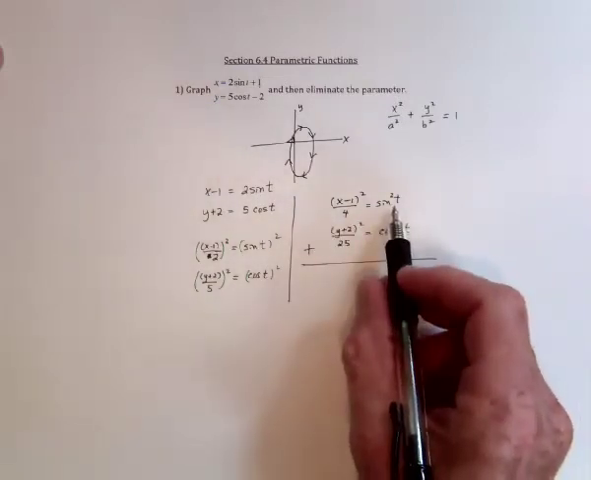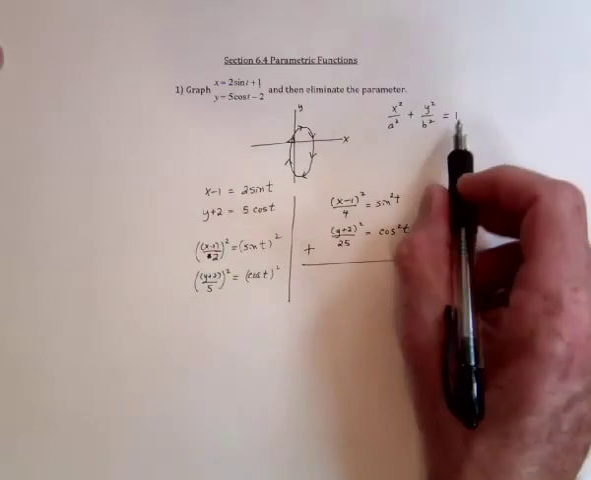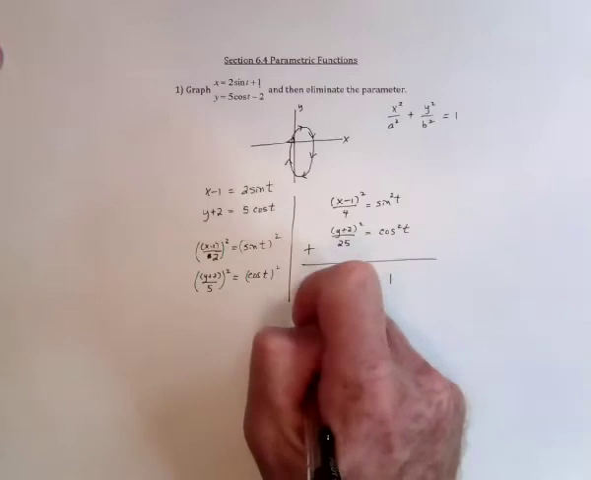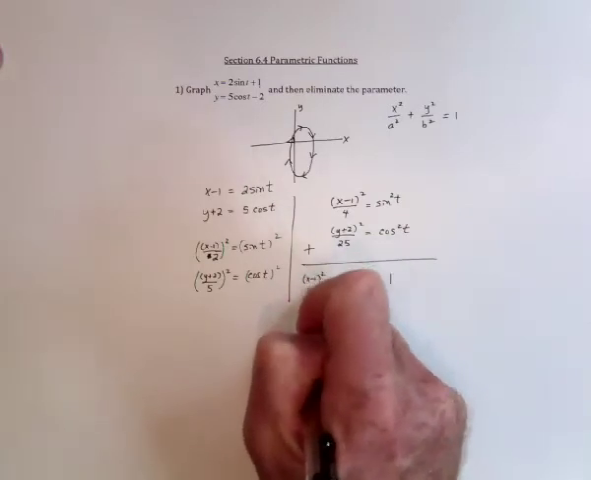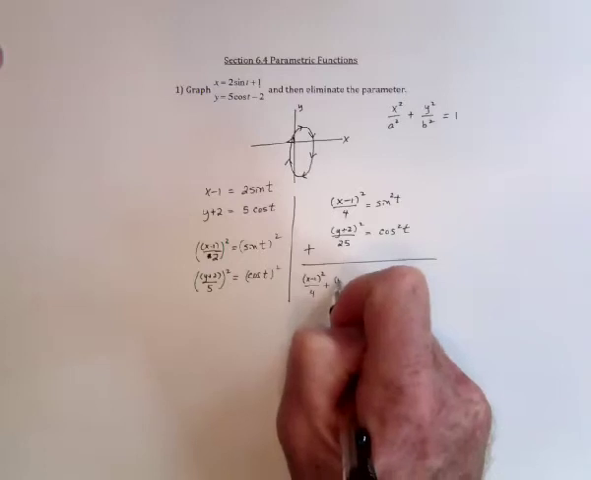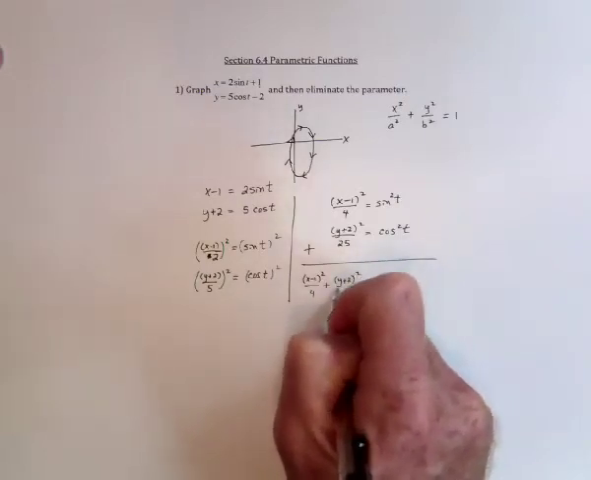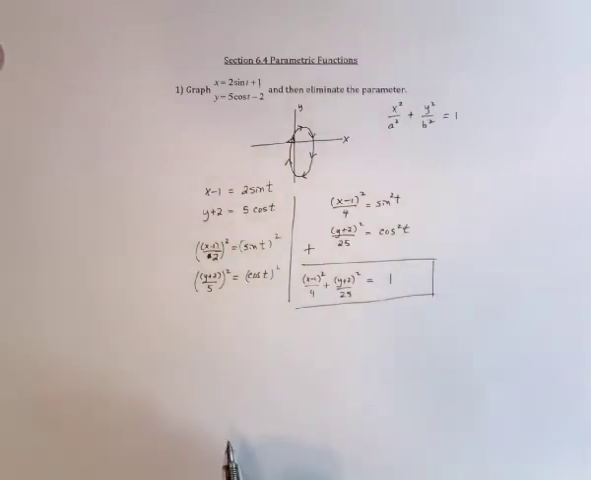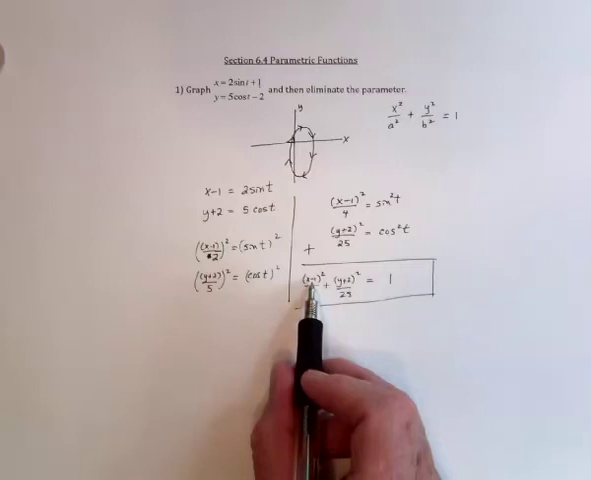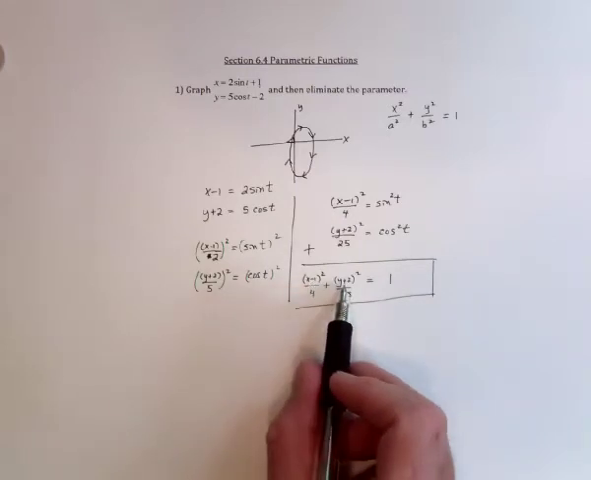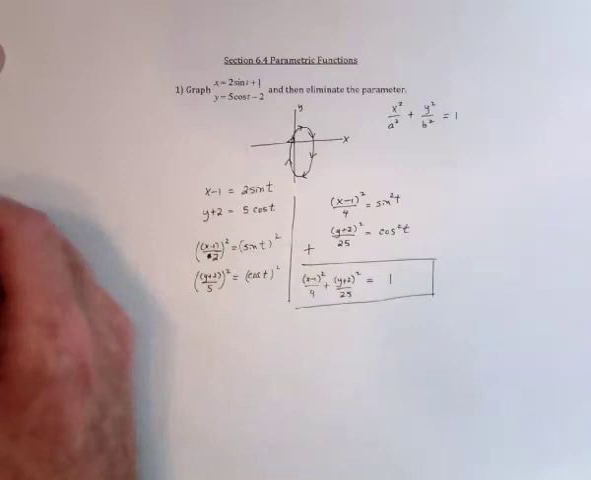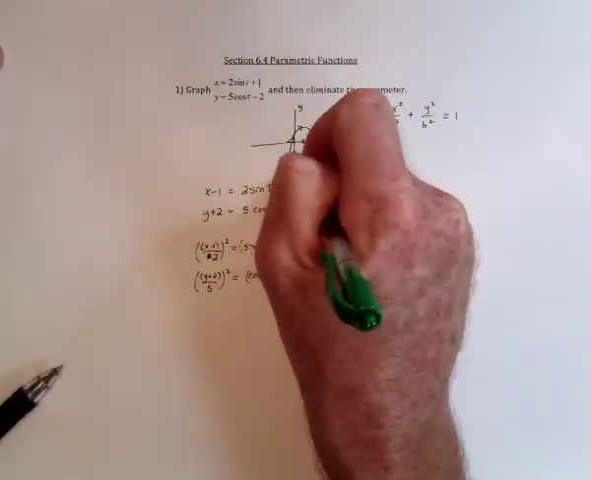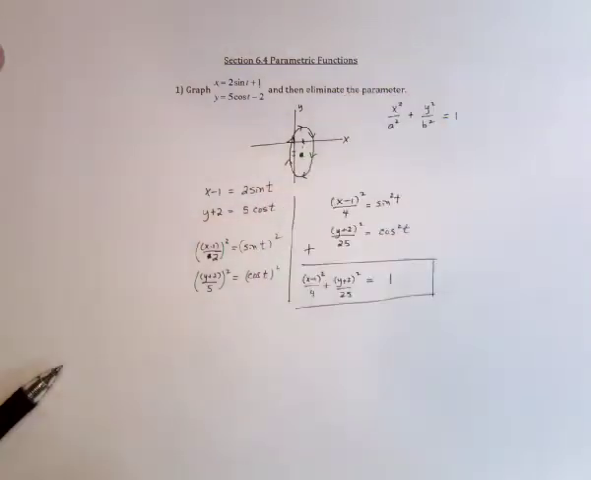On this side, it's going to be sine squared plus cosine squared equals 1, which is perfect because that's what it was supposed to equal. And on this side, it is x minus 1 squared over 4 plus y plus 2 squared over 25. And there it is. And this says that the center of this thing is at x equals 1, y equals -2. So if you go over to x equals 1 and y equals -2, that's the center.